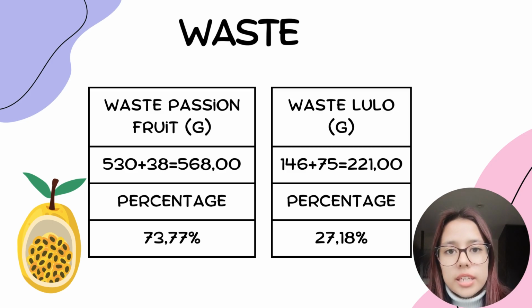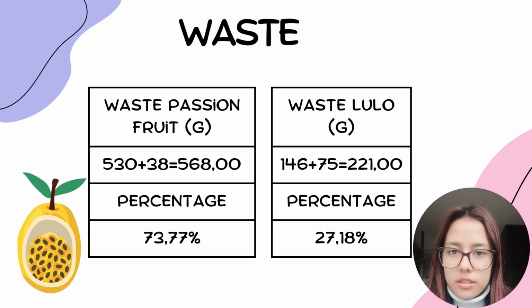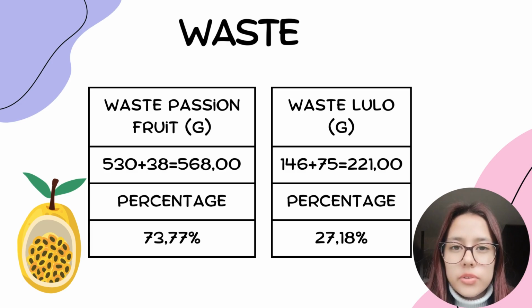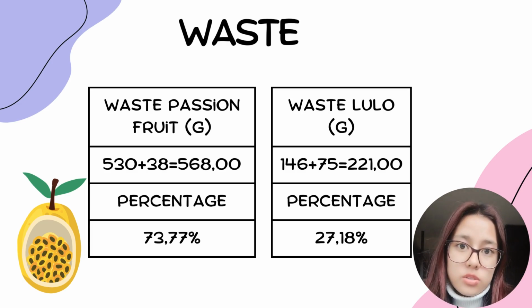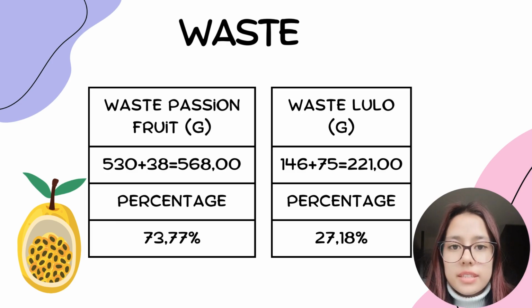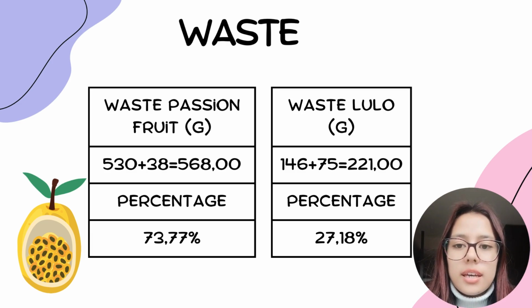So now for calculating the waste, we had that passion fruit had a shell of 530 grams plus the 88 grams of the seeds. That ends in 568 grams in waste in total. That means a percentage of 73.77. And the waste of the lulo were the seeds, 75 grams, plus the 146 grams of the shell. It ends in 221 grams, and this means a percentage of waste of 77.18%.